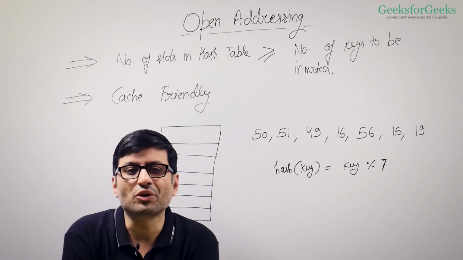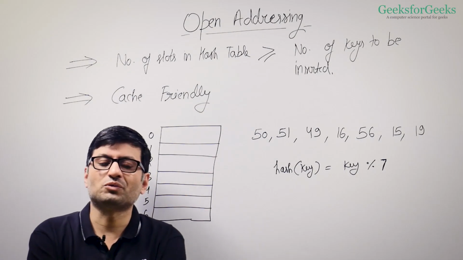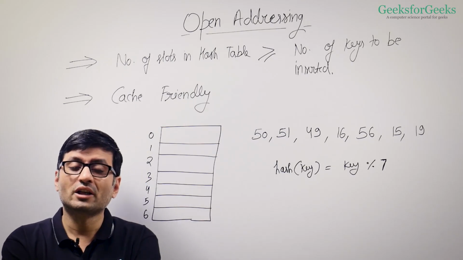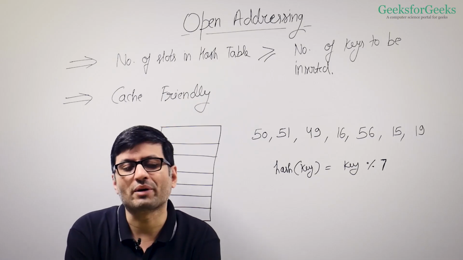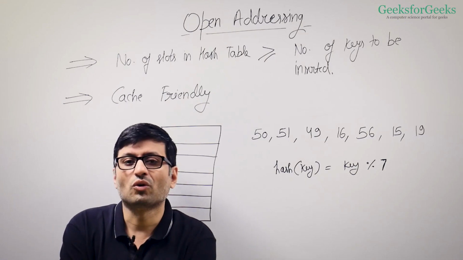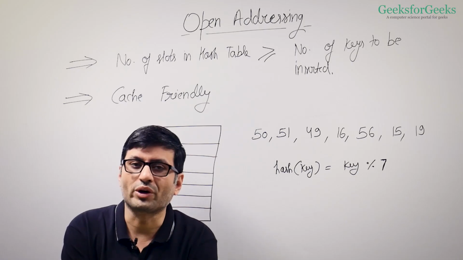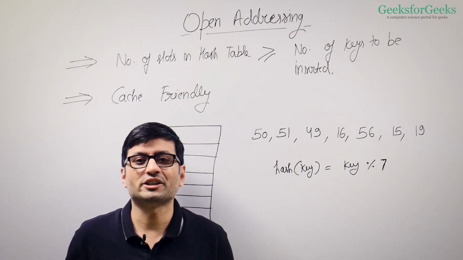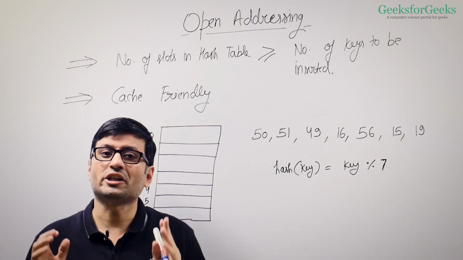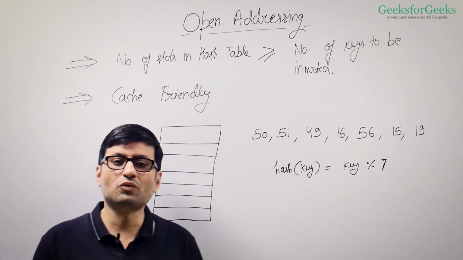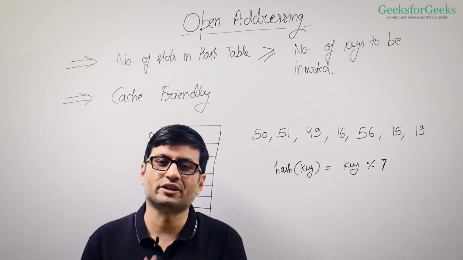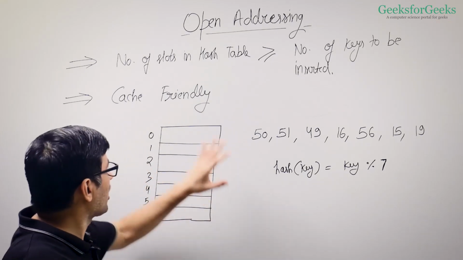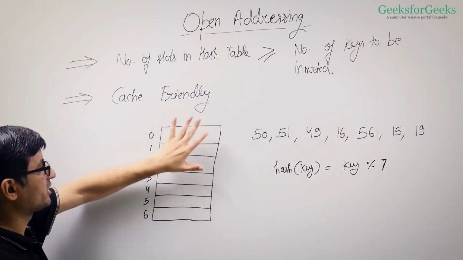In the previous video, we talked about chaining, which is one way of handling collisions. In this video, we are going to talk about open addressing. Open addressing is another way of handling collisions. The idea of open addressing is to use a single array only, not to form any chains of any other data structure. All your items go into this single array.